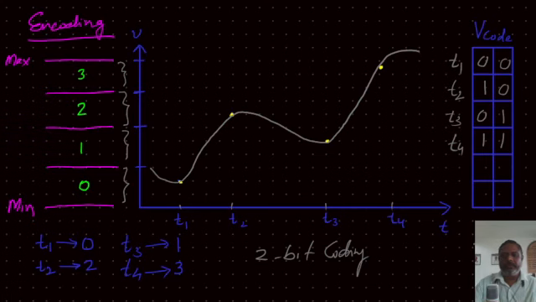So here each one is given a value, and that value is written in binary, and that's an encoding process in the digital communication series.